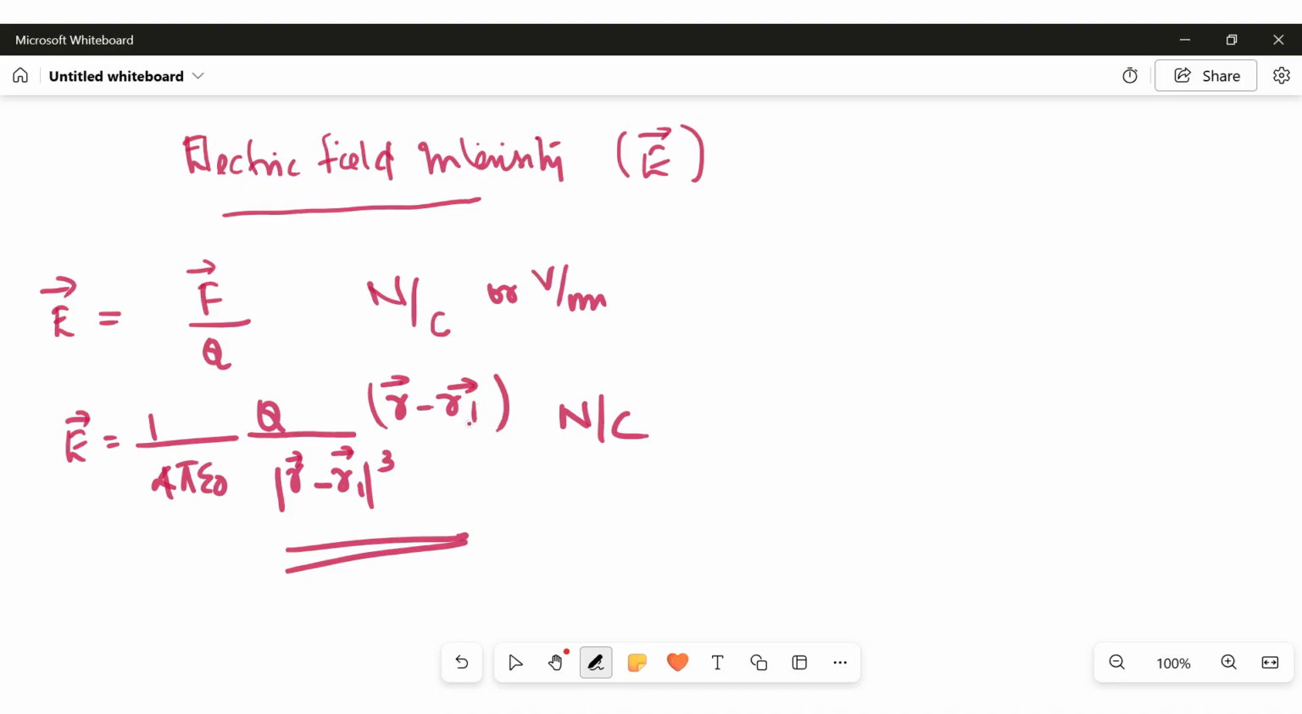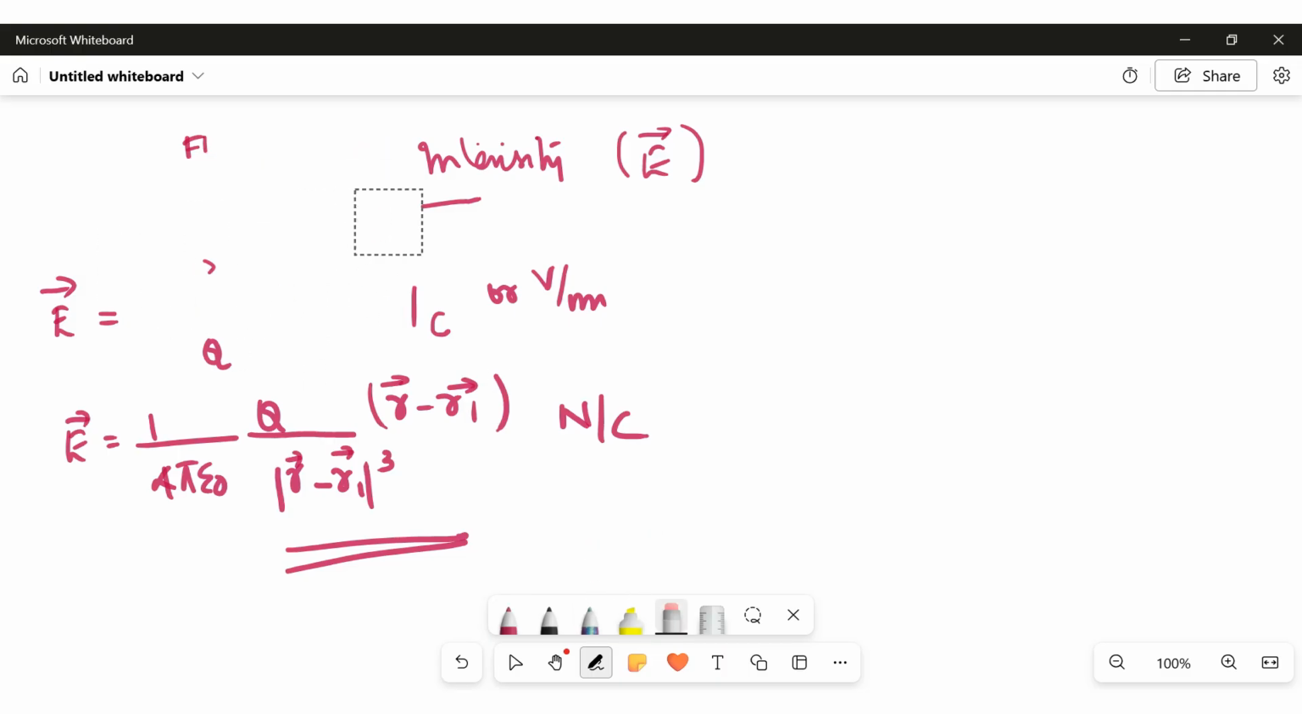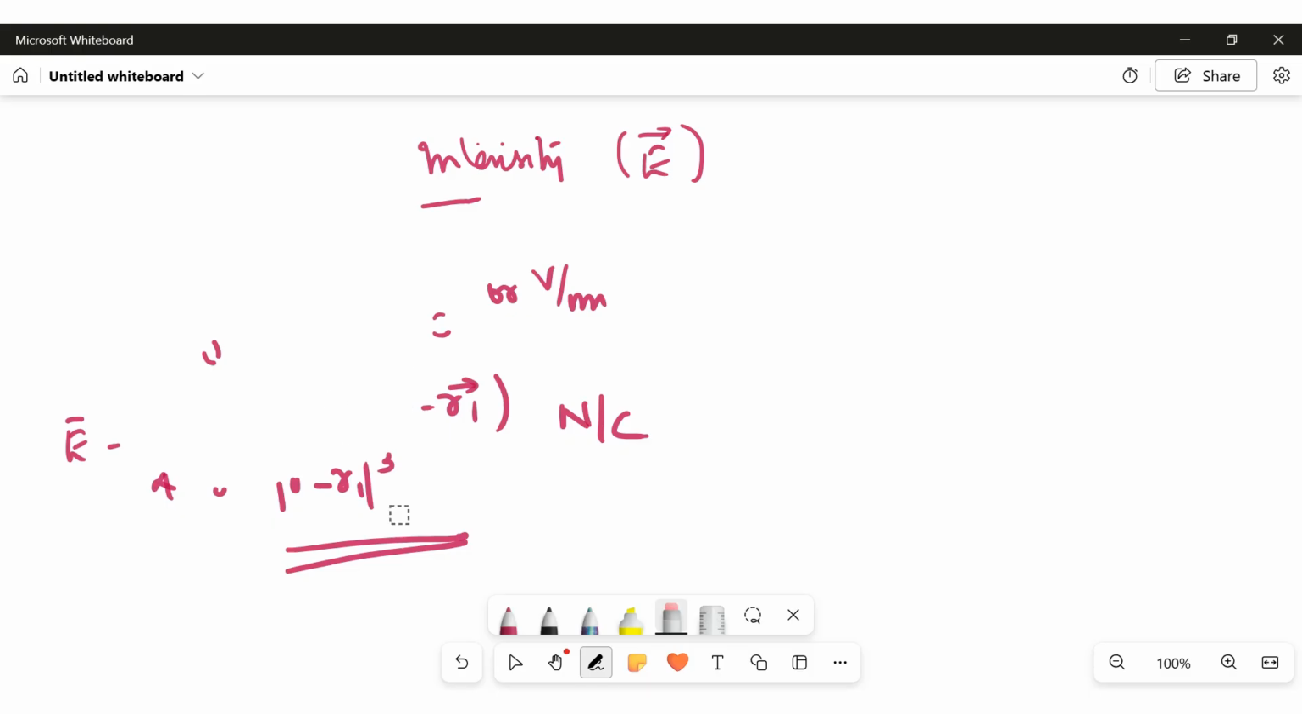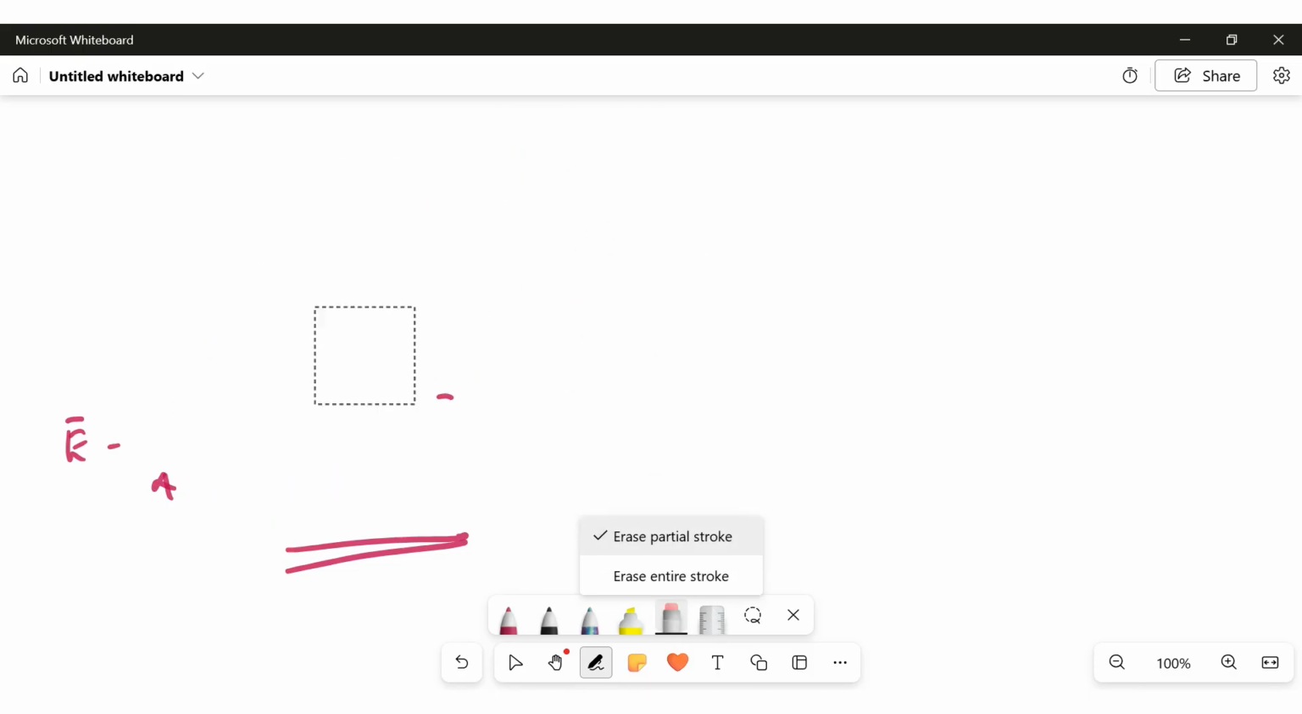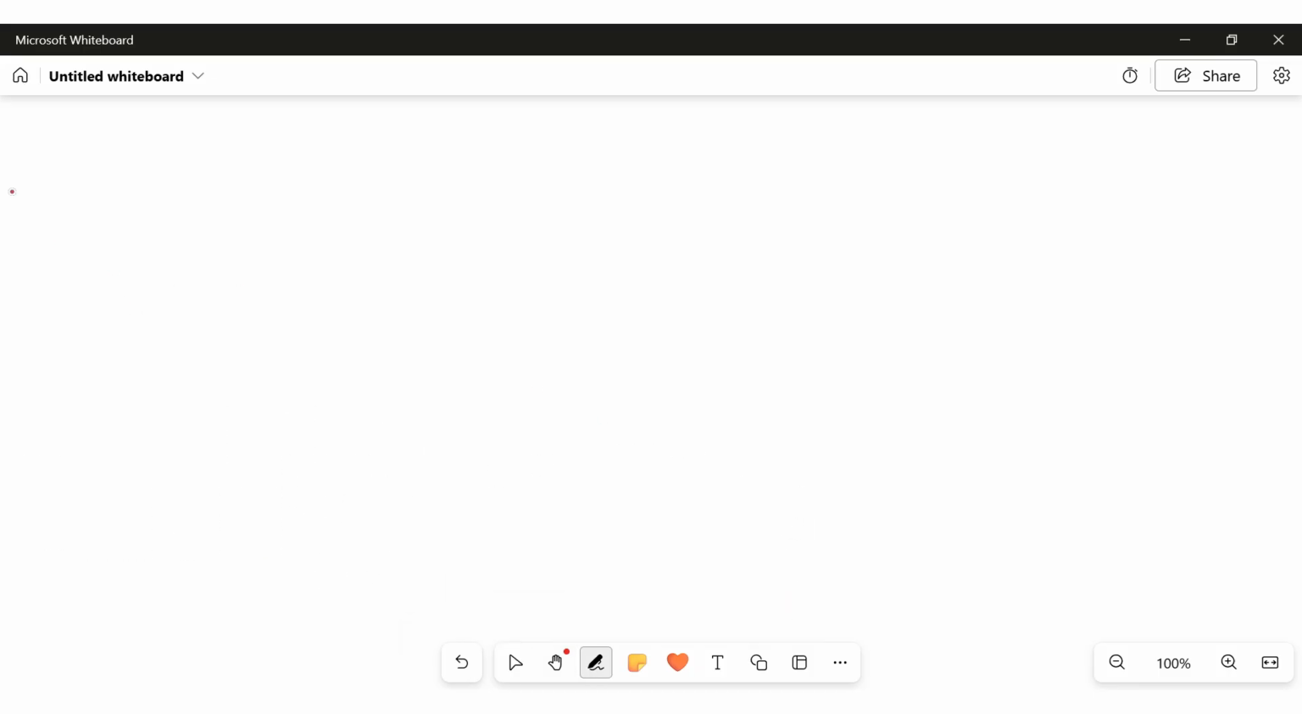Okay, next we are going to see the different charge distributions. Here, there are 4 types of charge distribution. The first one is point charge, the second one is line charge, the third one is surface charge, and the fourth one is volume charge. First, we can see what is point charge.